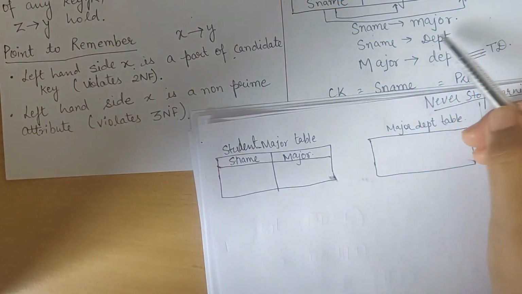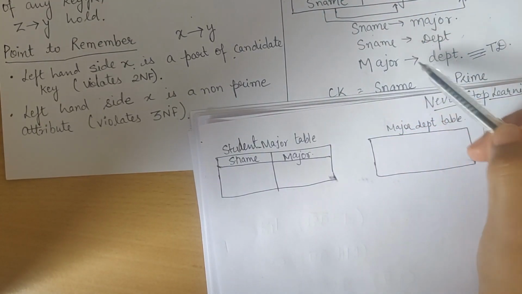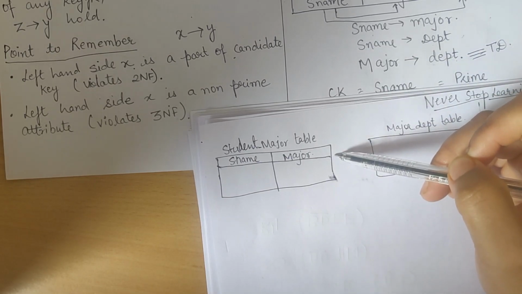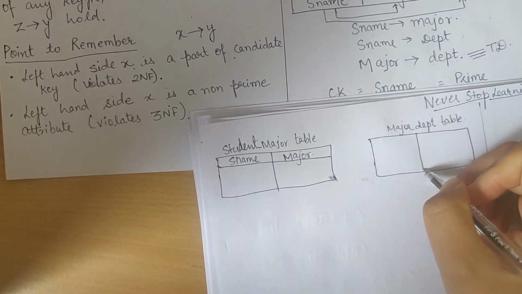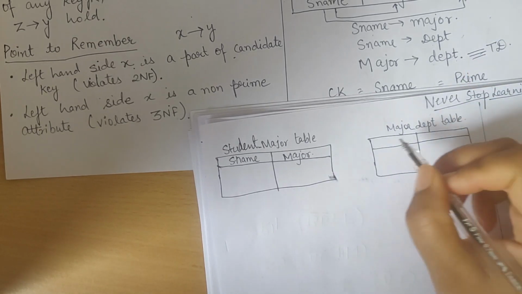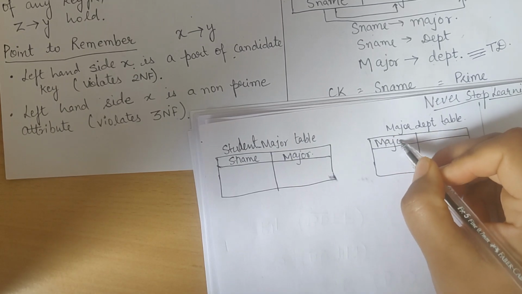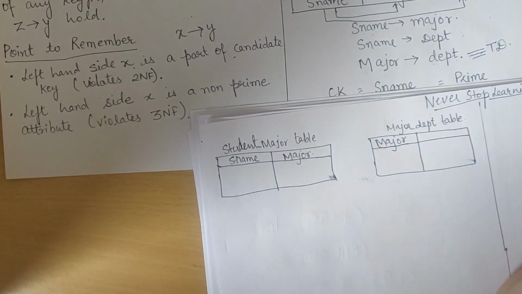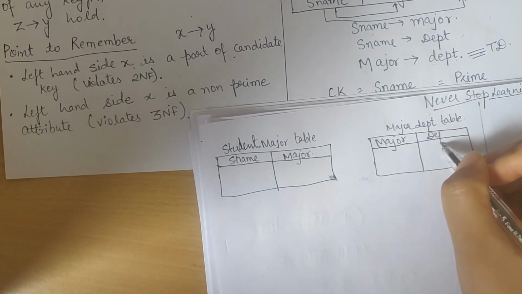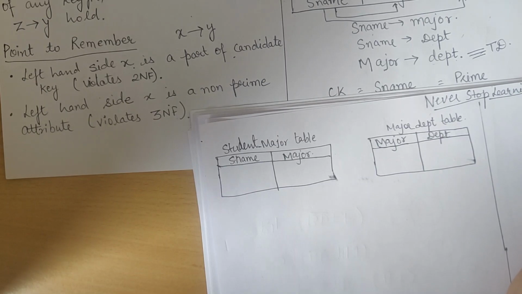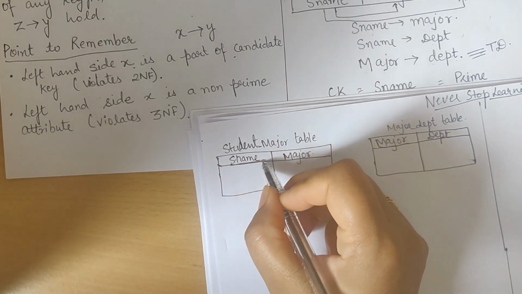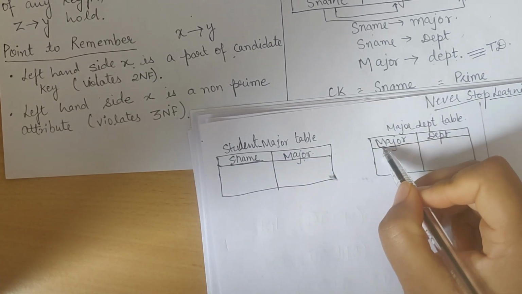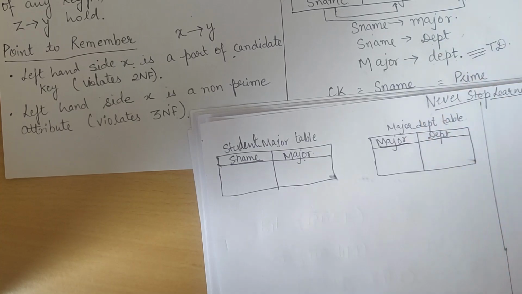So we are creating two tables, where because department is also depending on major, we are not keeping the department in this table. We are creating another table as major department, and we are making this major a key for this department. So for this department, this major will act as a key and department will be dependent on major. So what happened for this table? S name is the key and major is dependent on S name. For the other table, major will act as a key. So this dependency will be solved.